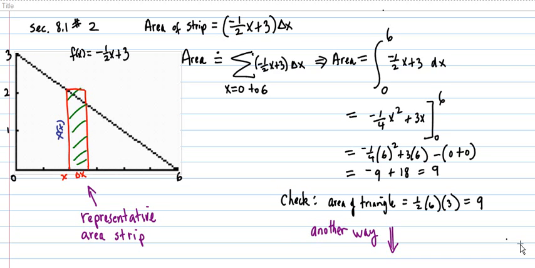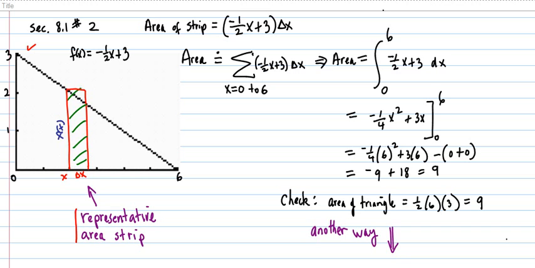If we were to find the area of this triangle, we draw the picture. That's the first thing you do: draw the picture, then draw a representative area strip.